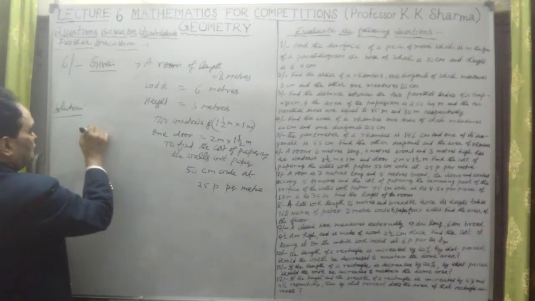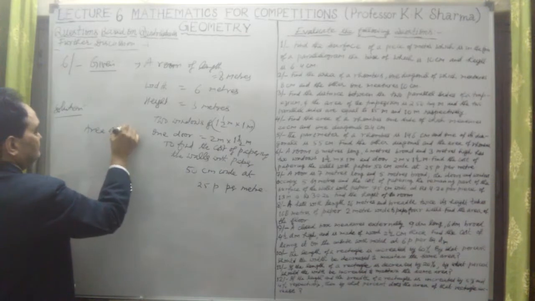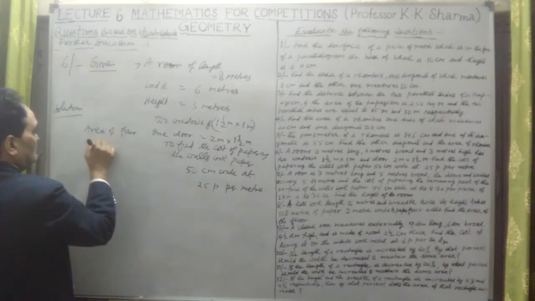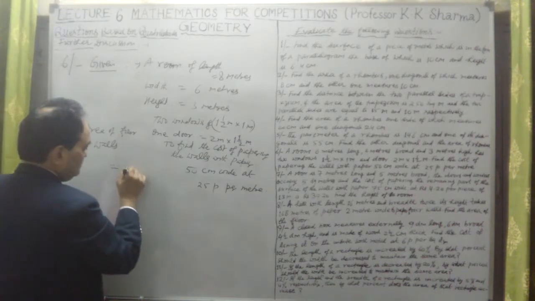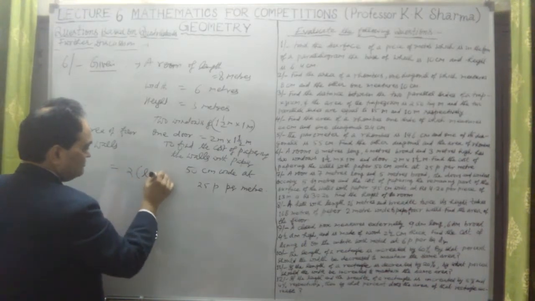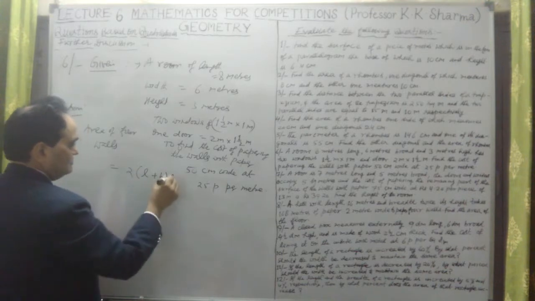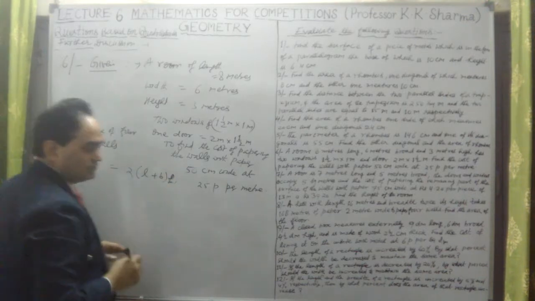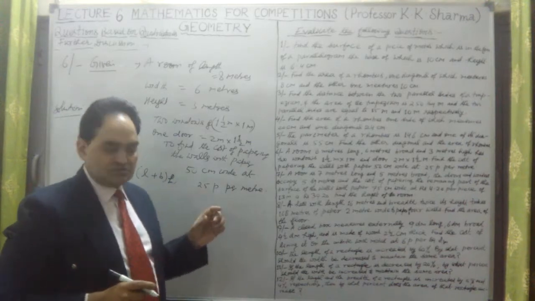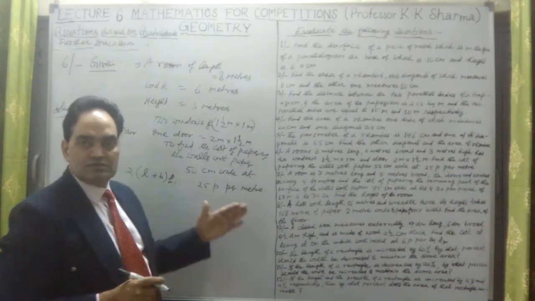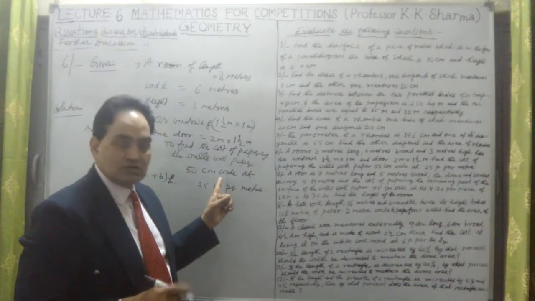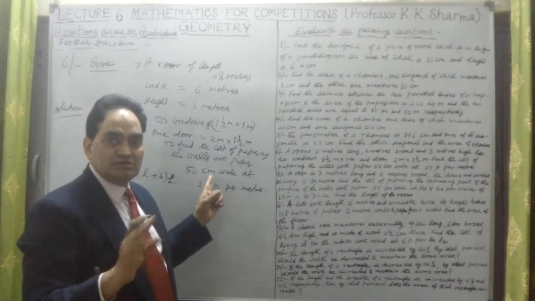Now, area of four walls. Area of four walls is given by 2(L + B) × H. This is the area of four walls. Why? Length into height is the area of one wall. Opposite to that wall will be the same.